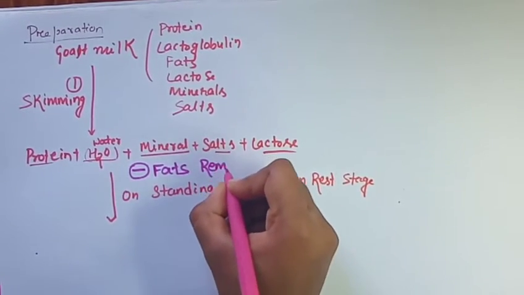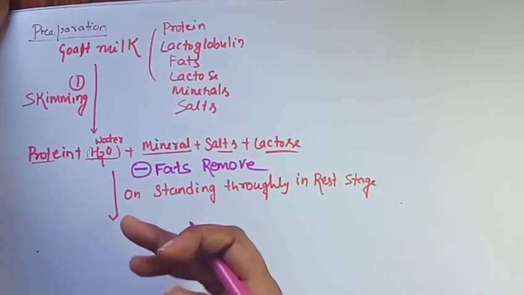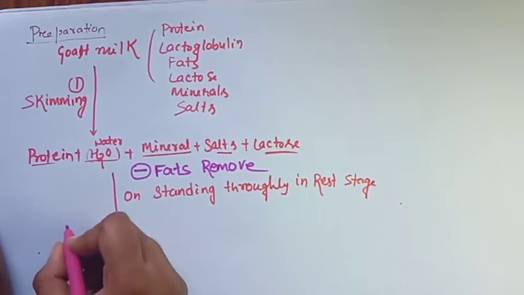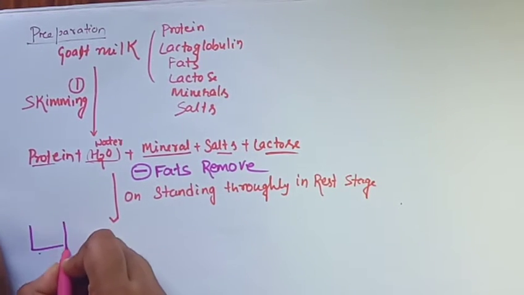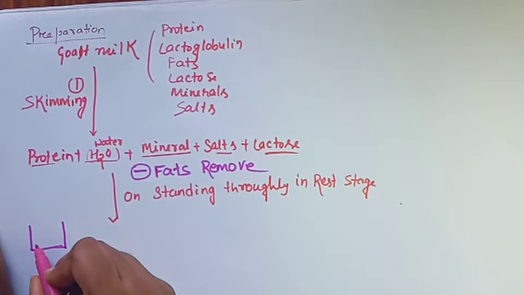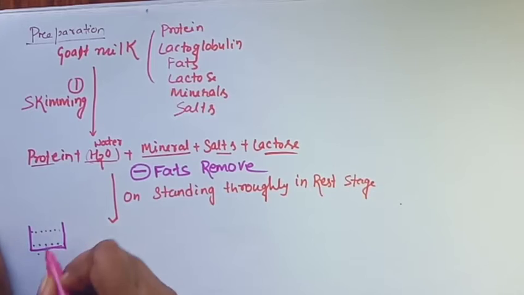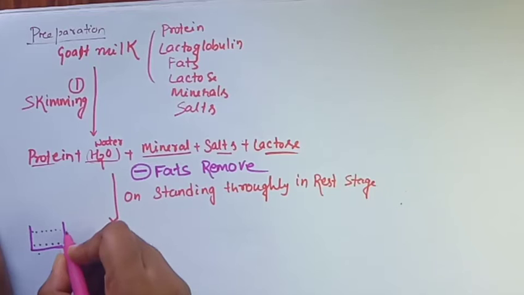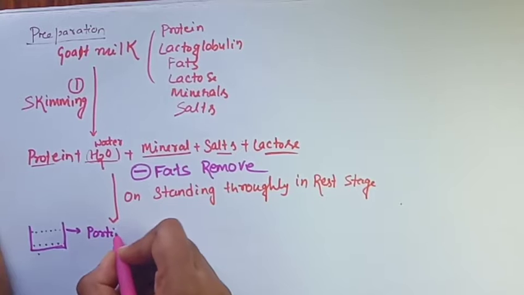Why do we remove fats? Because fats in sugar of milk produce rancidity. So to avoid it, we remove the fats. Then after standing, we have a clear solution. The solution is divided into two parts: some portion is solid and some is floating, that is the fluid portion. We want the floating portion.